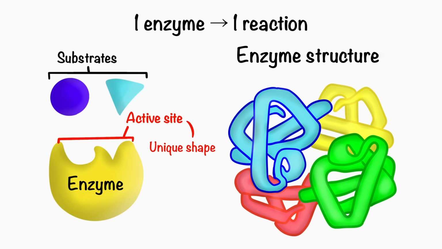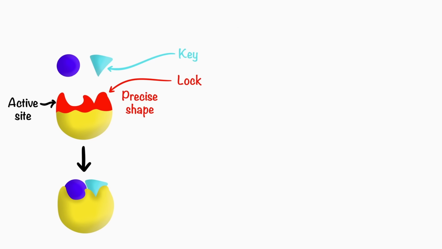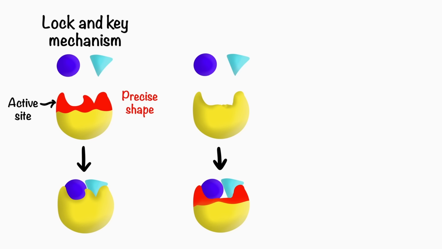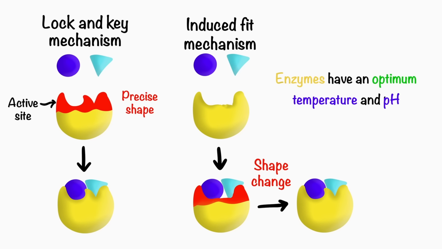Each enzyme typically catalyzes just one type of reaction. This specificity comes from the precise shape of the active site, which only allows certain molecules to fit, similar to how a key fits into a lock. This lock and key model helps explain enzyme specificity, though the actual mechanism is slightly more sophisticated. When a substrate enters the active site, the enzyme adjusts its shape slightly to create an even better fit, a process called induced fit. Temperature and pH greatly affect how well enzymes work.